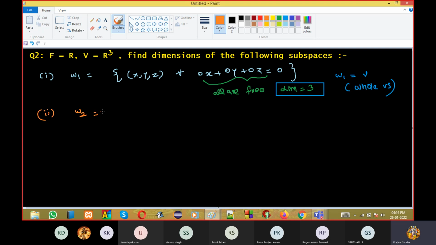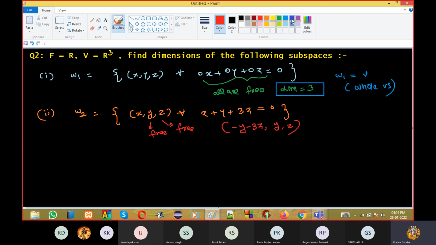Second question. W2 will be x, y, z for all x plus y plus 3z is 0. Very simple question. You don't have to solve it at length. Suppose I take y free and z free, but x will not be free. I can write minus y minus 3z comma y comma z. So in reality I have only two free variables, so I can say the dimension is 2. If the dimension is 2, it's a plane. You studied this in 3D, this is a plane.